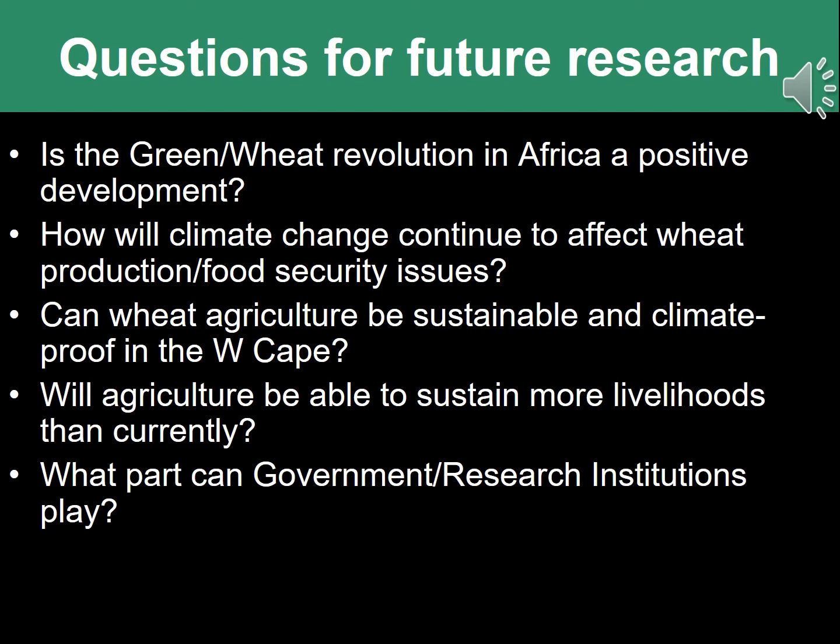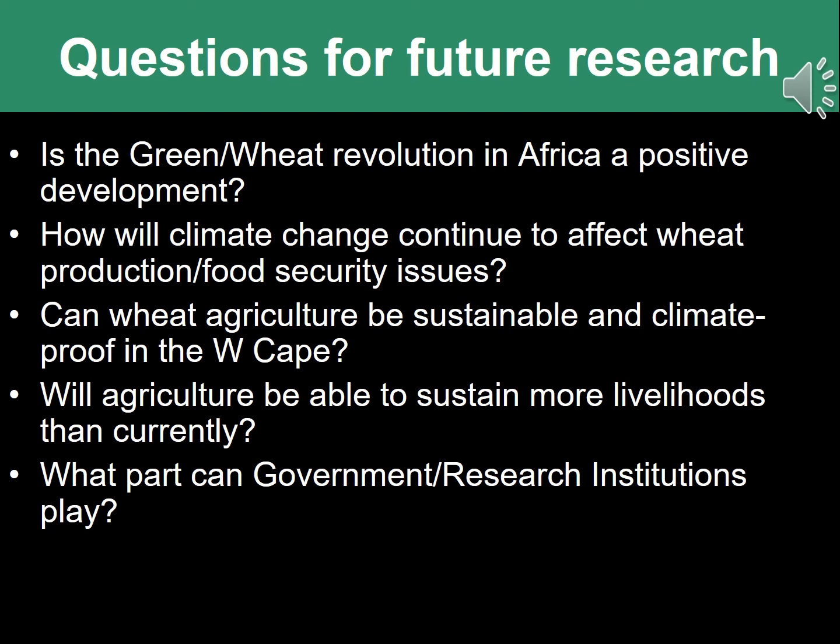We're asking how climate change will continue to affect wheat production and food security as a whole. Is there an opportunity for wheat farmers to expand? Is there an opportunity for wheat farmers to increase their yields, to cement their place in the Southern African production system? And specifically, can wheat agriculture be sustainable and climate-proof in the Western Cape? Are there ways of adopting different techniques to make sure that our wheat production is sustainable? Will it be able to sustain more livelihoods than it currently does? It's an important economic question.